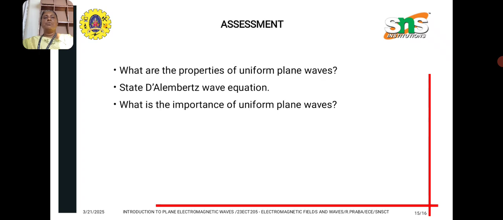Regarding the properties of uniform plane waves, we know that their electric and magnetic fields are perpendicular to each other and also perpendicular to the direction of wave propagation. This is one of the main important properties of uniform plane waves. We have also derived D'Alembert's wave equation, and uniform plane waves are useful in the analysis of communication engineering.